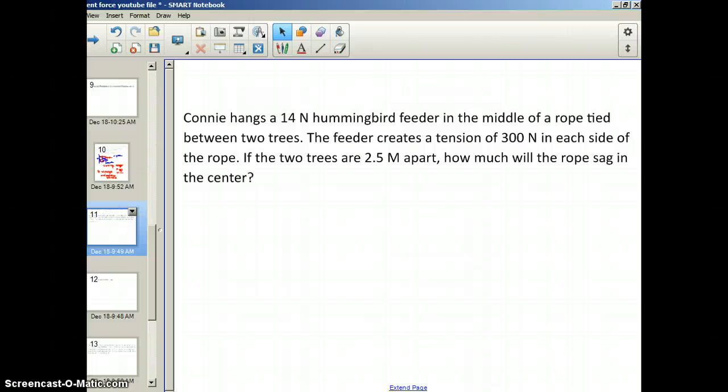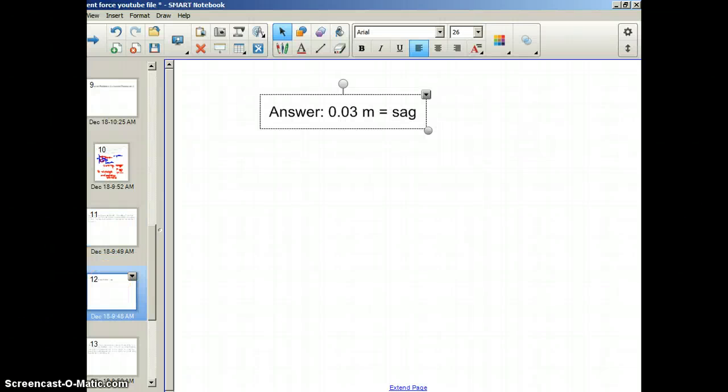Connie hangs a 14 newton hummingbird feeder in the middle of a rope tied between two trees. The feeder creates a tension of 300 newtons in each side of the rope. If the two trees are 2.5 meters apart, how much will the rope sag in the center? Pause the video, and after you've worked it out, press play again to check your answer. The answer is 0.03 meters.